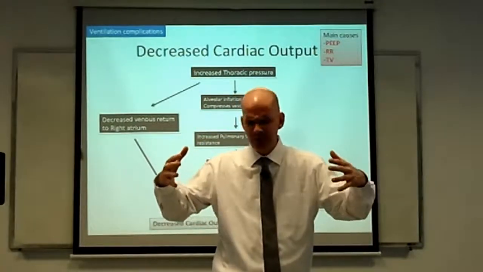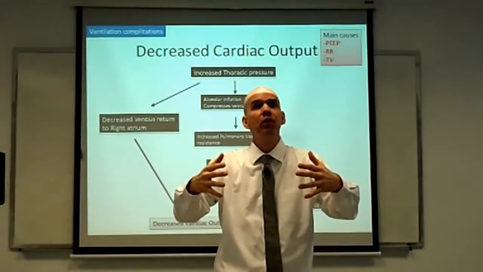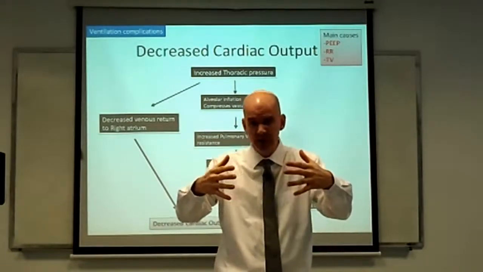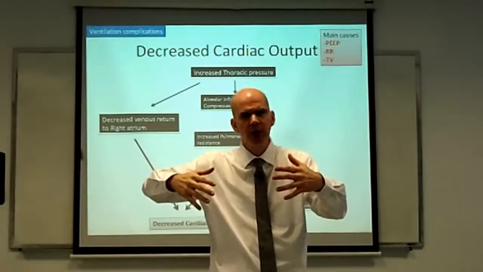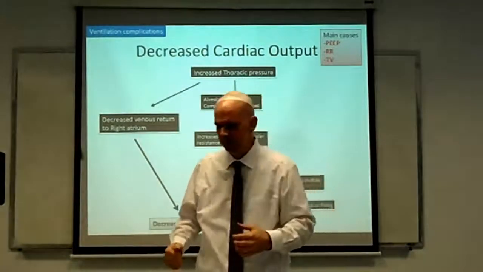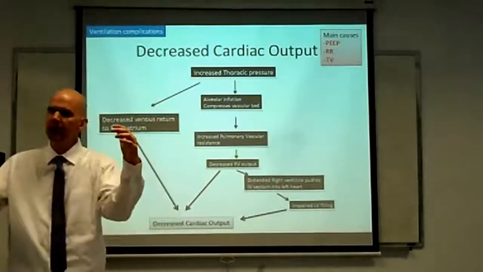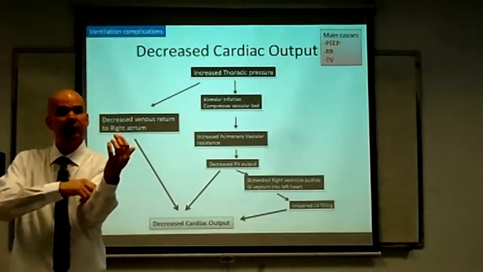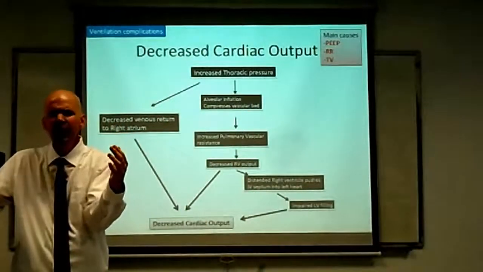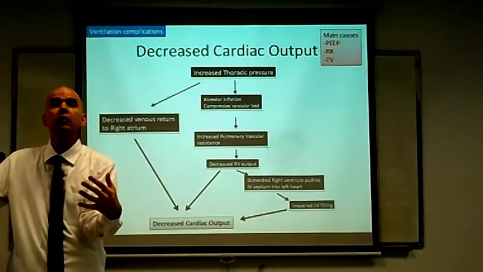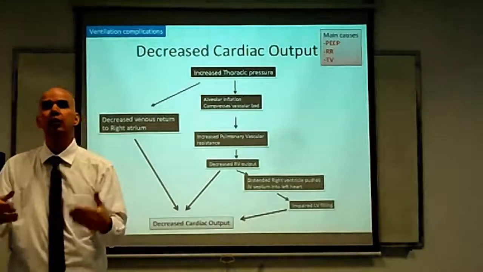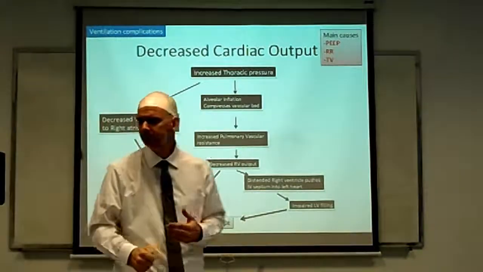With the right ventricle having higher afterload, it can't put out as much blood, and it ends up getting distended with blood. This causes it to elbow the intraventricular septum into the left ventricle. Left ventricle being impinged on by the intraventricular septum has impaired diastolic filling, and that's going to mean a further reduction in cardiac output.